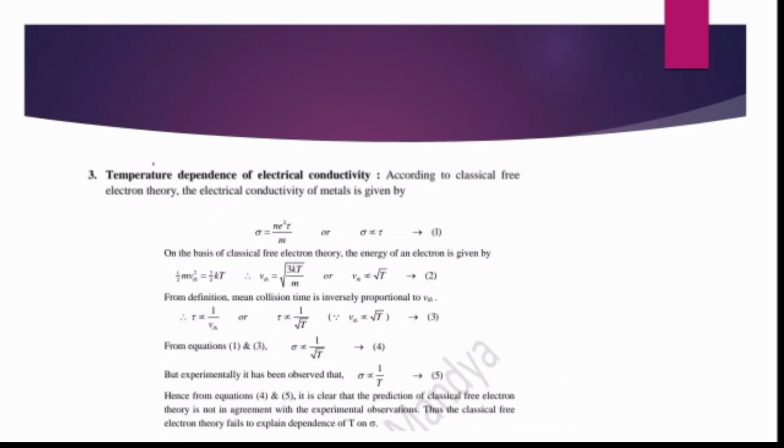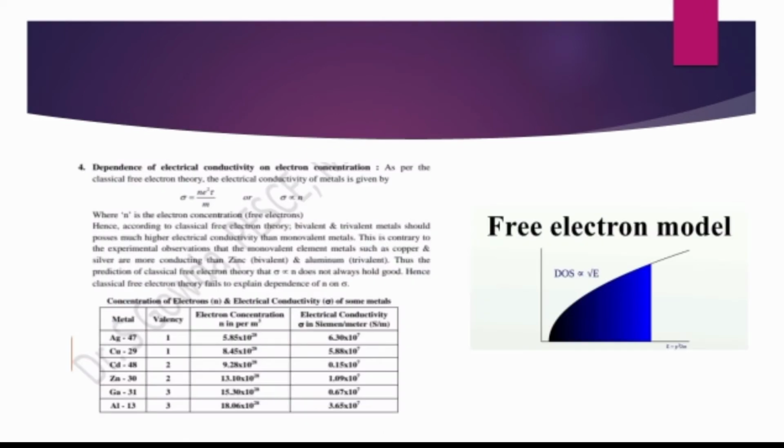The third one is the temperature dependence of electrical conductivity. And the fourth one is the dependence of electrical conductivity on electron concentration.